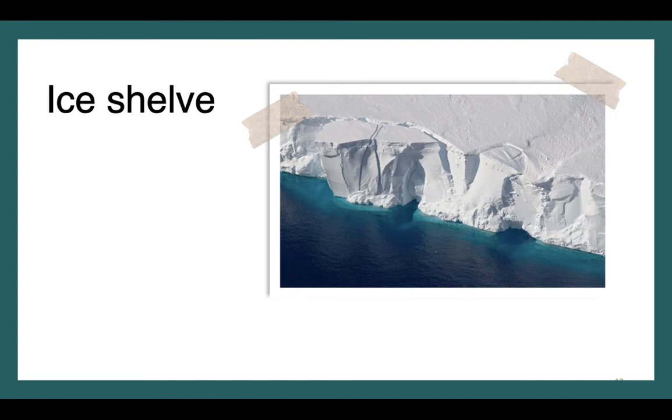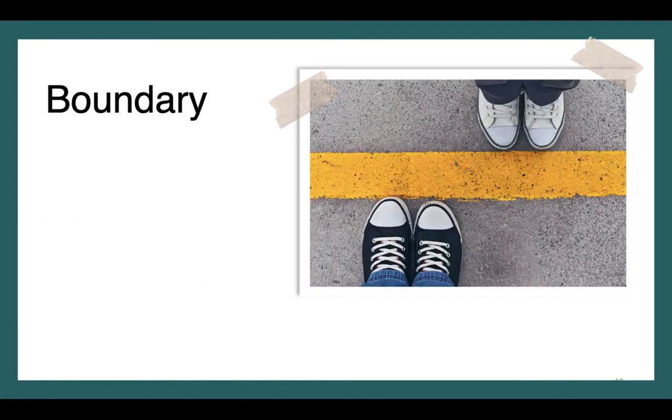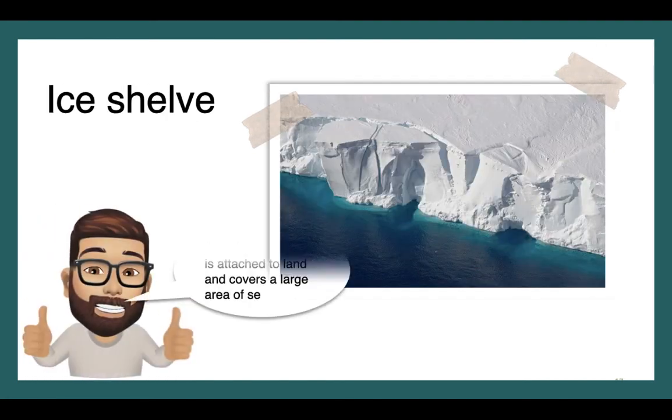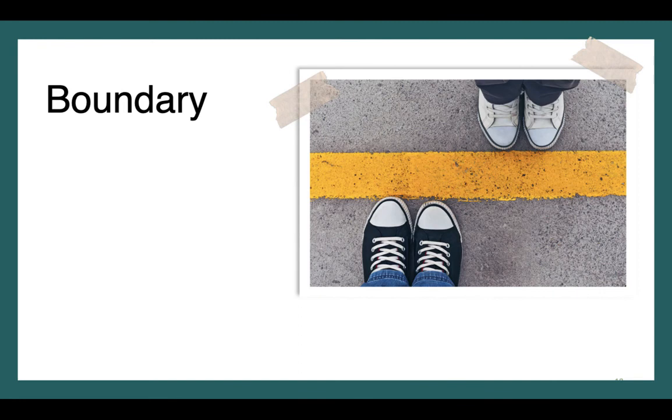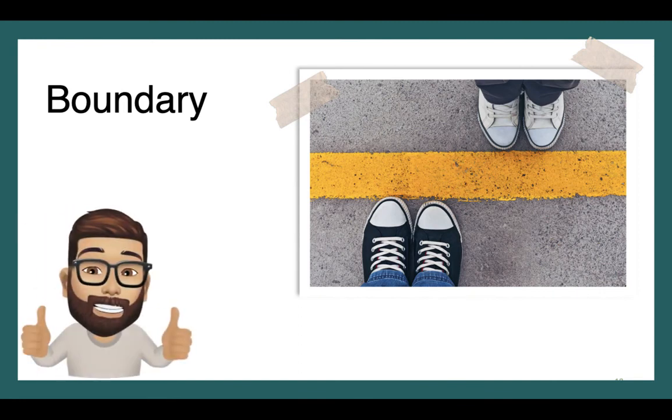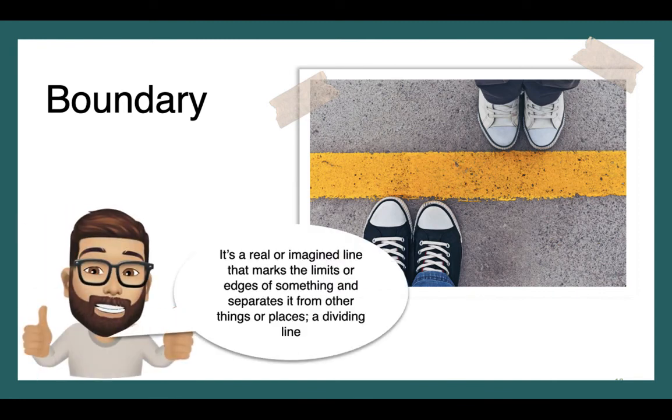Ice shelf. It's a layer of ice that is attached to land and covers a large area of sea. Boundary. It's a real or imagined line that marks the limits or edges of something and separates it from other things or places.